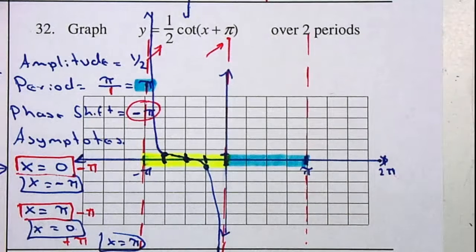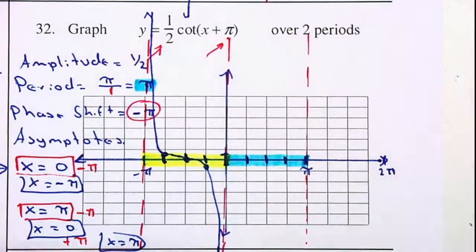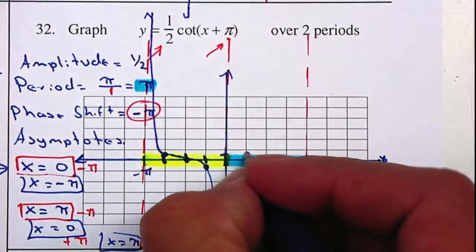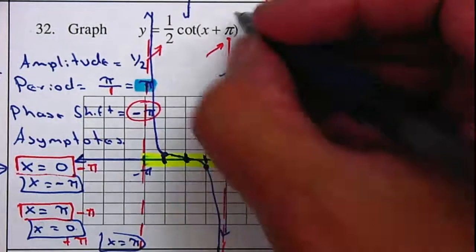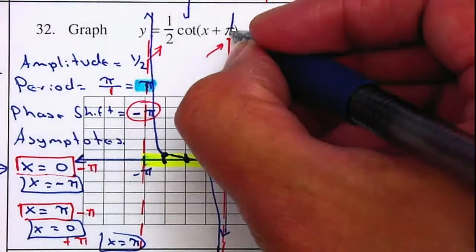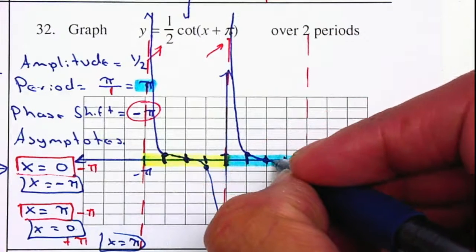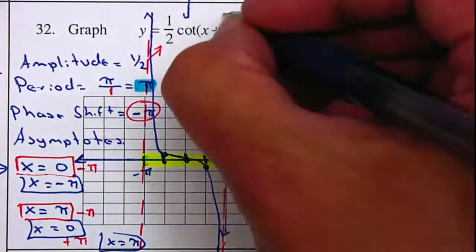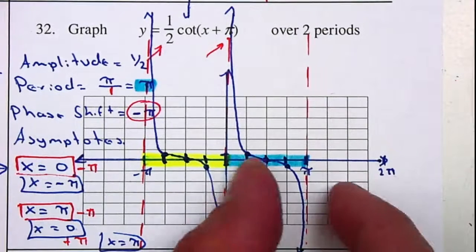algebraically. Once again, I'm going to divide it in 4 sections. I'm going to take half, half, half. Your amplitude is 1/2, so therefore it'll be 1/2, 0, and negative 1/2. And once again, I'm going to make my other cotangent. I'm going to come down, I'm going to turn. It's going to get closer and closer to the asymptote, but it's not going to touch it. And there we have it. We have a cotangent that has been shifted to the left too.